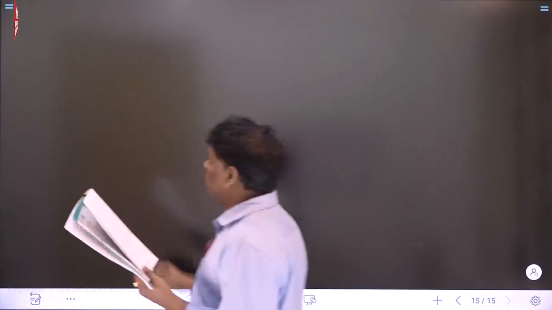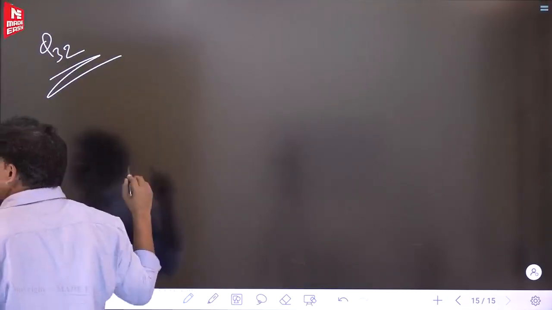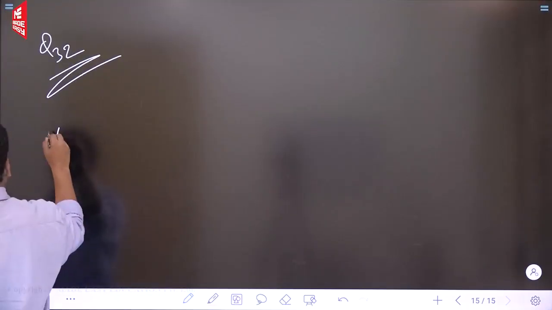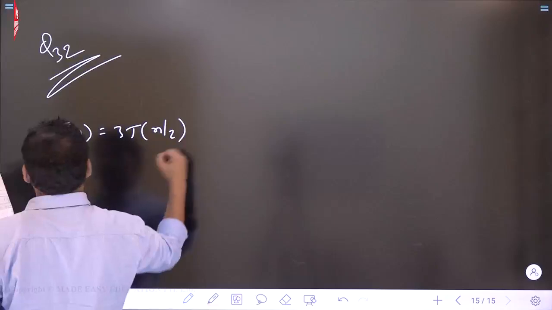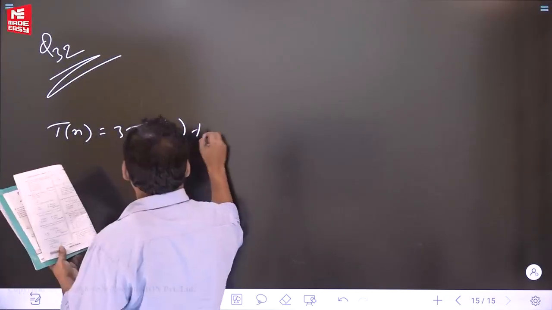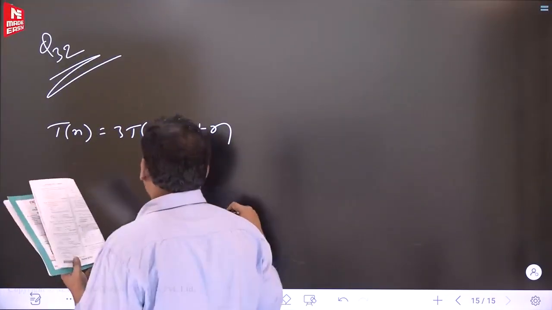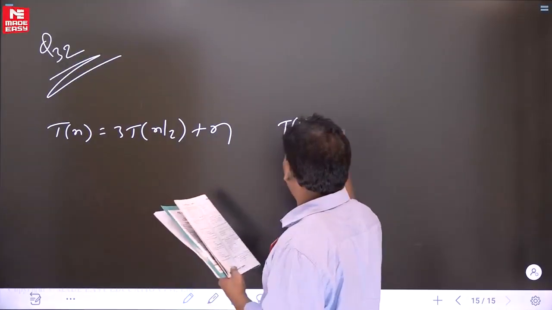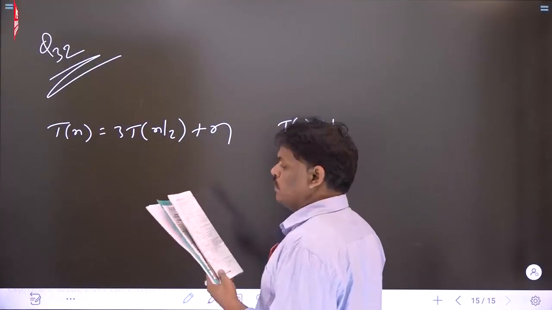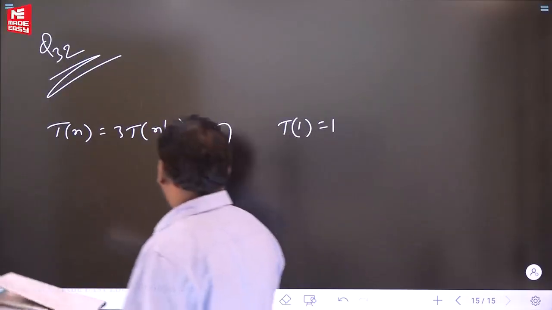Go to the question number 32. 31 over, go to the question number 32. One recurrence relation Tn is equal to 3T n by 2, I think so, plus n. Options are given, asymptotically you have to solve. Where T1 is equal to 1, that is also okay. Then if you solve this one, what is the answer? Maybe you can apply master theorem.